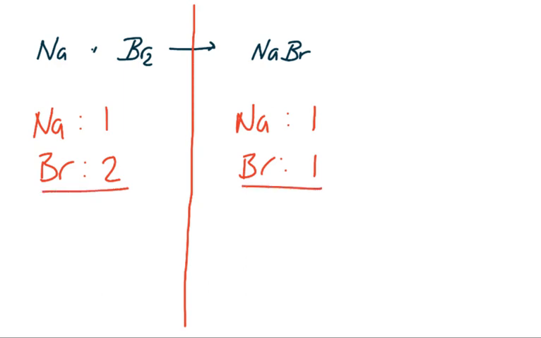And we'll add a 2 here. So now we have 2 bromine. But this also changes the number of sodium that we have. So now we have 2 sodium. Since our sodium is no longer the same on both sides, we have to go back to the reactant side and add a 2 here in order to have the same number on both sides.